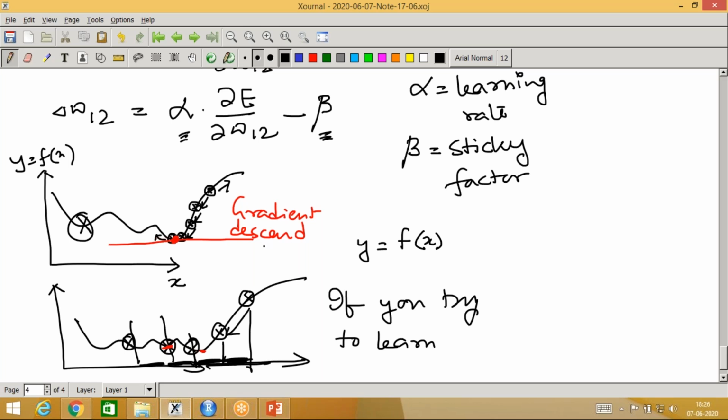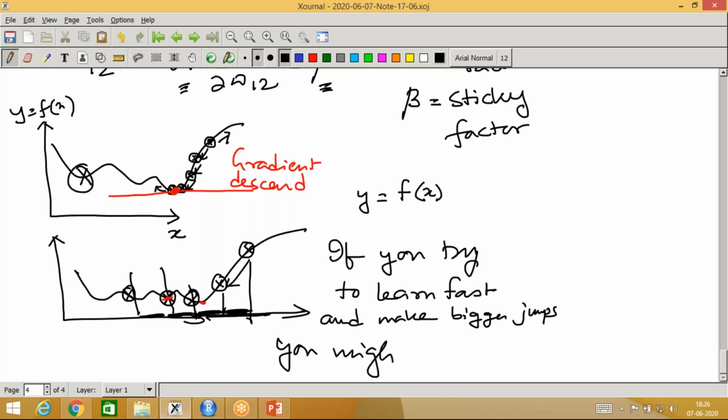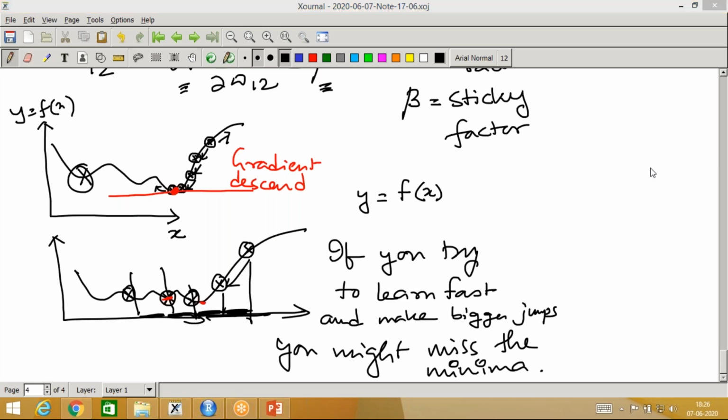But if you make bigger jumps, you will not even reach a local minima. So if you try to learn fast and make bigger jumps, you might miss the minimum. That is what I wanted to show you here.